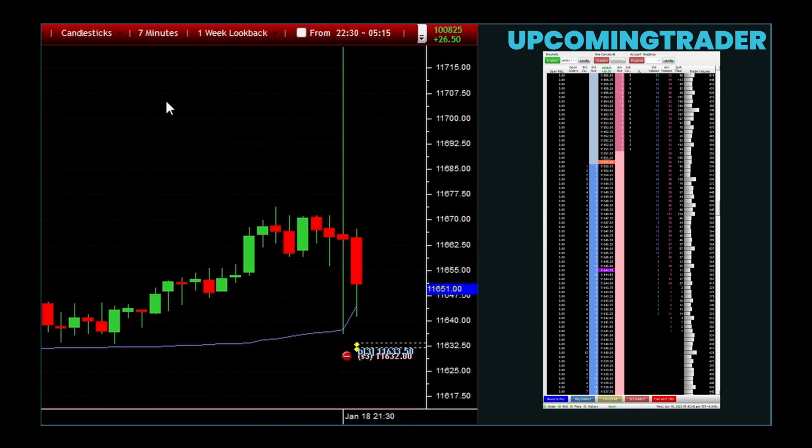These are known as false breakouts or fakeouts, where the price briefly breaks a key level only to fall back into the previous range.